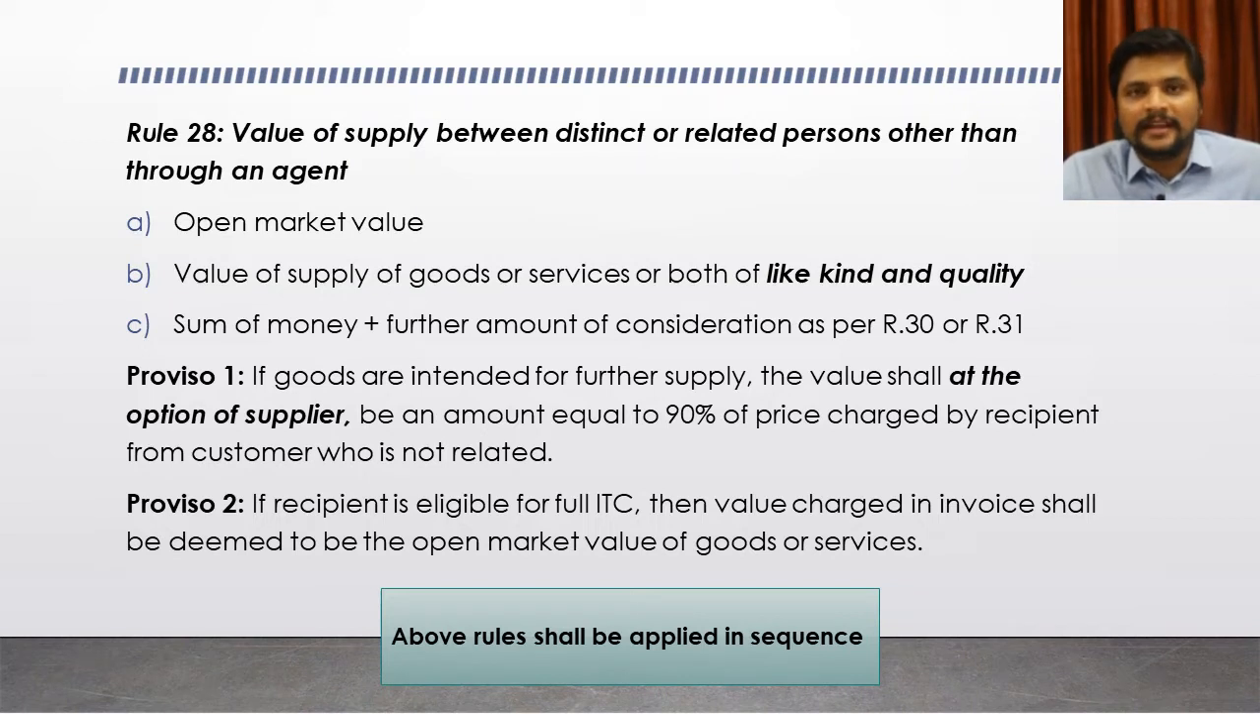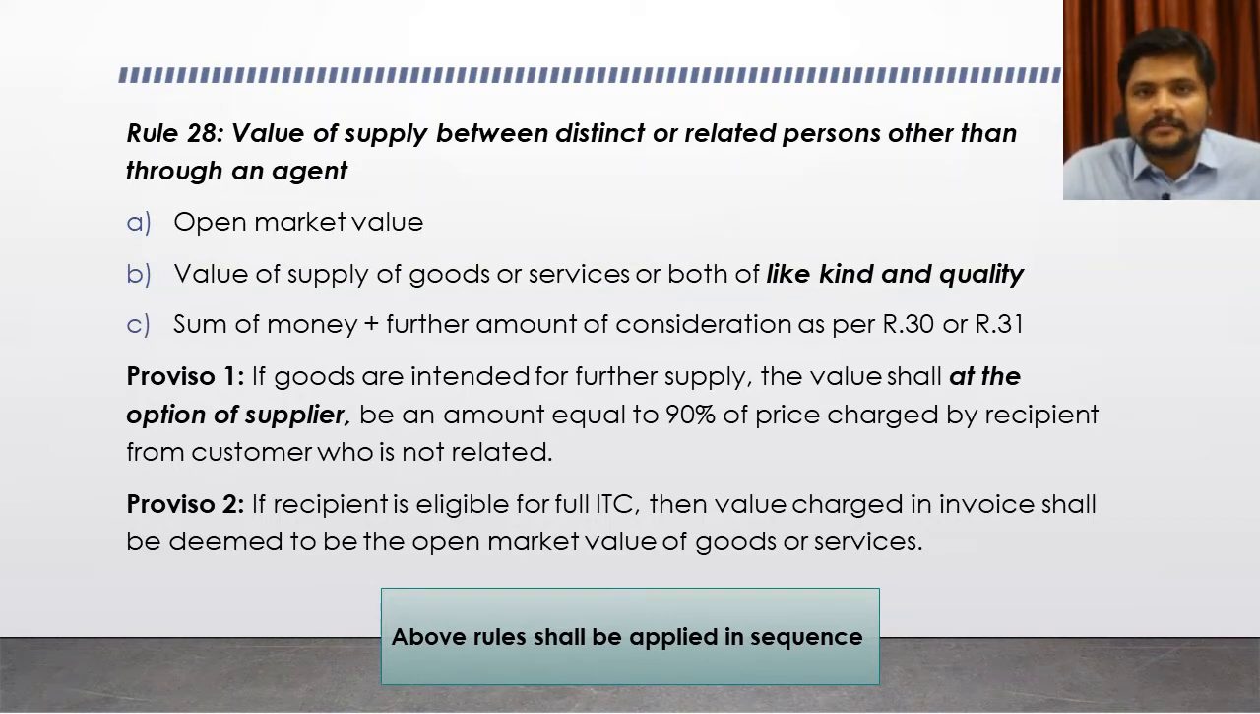First of all, this rule 28 becomes applicable whenever the transaction happens between related persons. The supplier is supplying certain goods or services to a recipient of supply, and the recipient is a related person as per the explanation to section 15. We are seeing who is a related person under that section. If the goods supplied between these related persons are intended for further supply, the recipient is buying the goods from me and is again going to supply to a third party customer.